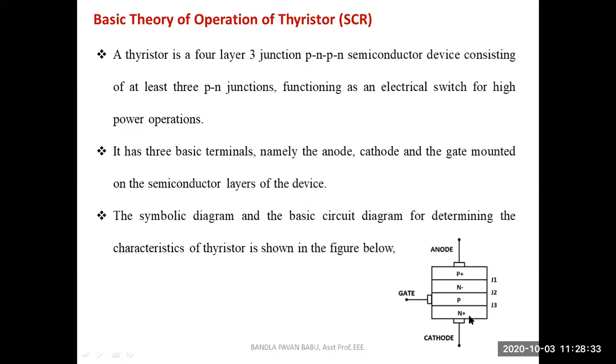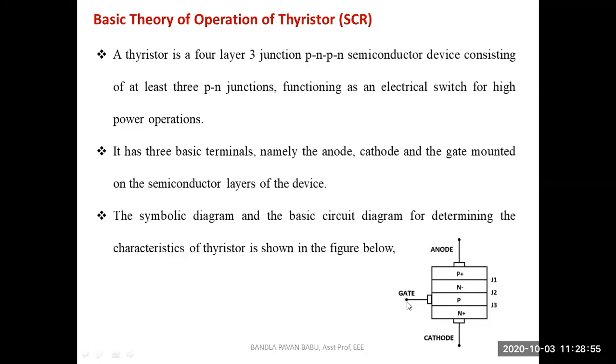It is used as an electrical switch, and there are three basic terminals, namely anode, which is denoted as A, cathode, which is denoted as capital K, and gate, mounted on the semiconductor layers of the device. So it is mounted here. The gate is denoted by capital G. Okay, anode A, cathode K, and gate G.